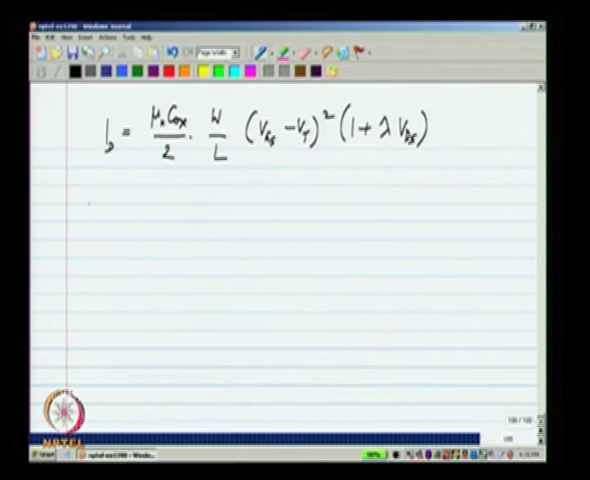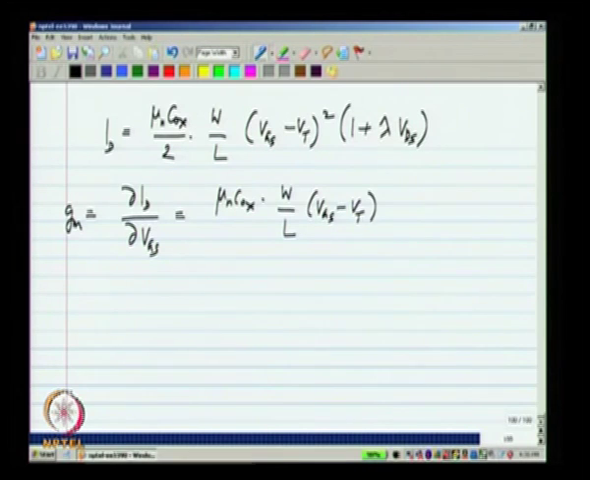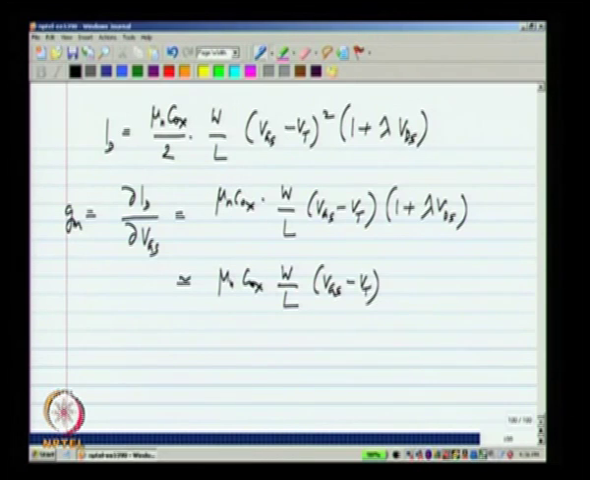This is the expression for the current, and the transconductance gm is given by ∂ID/∂VGS, which is equal to μnCox W/L (VGS minus VT)(1 plus λVDS). Okay. Now, first of all, this λVDS is expected to be a relatively small quantity compared to 1. This is largely true except when the channel length is very short. For simplicity of hand calculations, many times this is simply approximated as μnCox W/L (VGS minus VT). Okay.